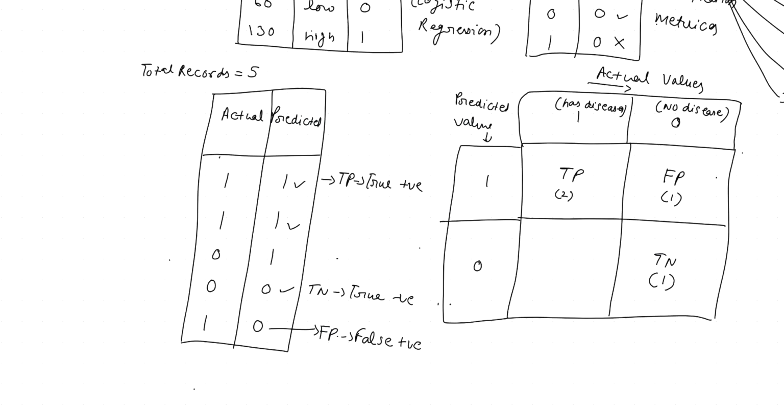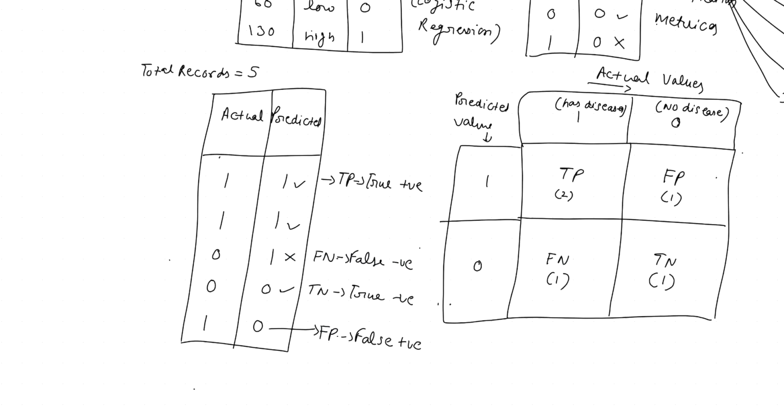In actual, the patient does not have a disease, but the machine is saying no, he has the disease. So this is wrong. This is called false negative. Now fill it in here. False negative. How many cases do you have? Only one. Fill it with 1. Now count the total cases: 2 plus 1, 3, 3 plus 1, 4, 5. Total records are 5. So this now becomes your confusion matrix.